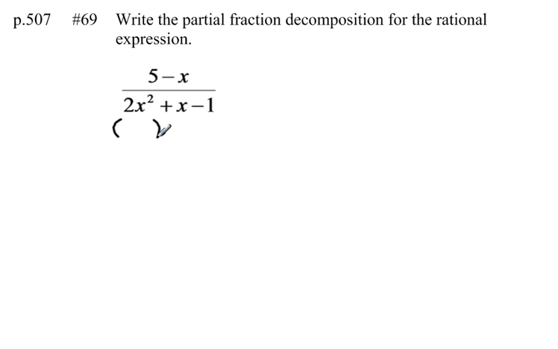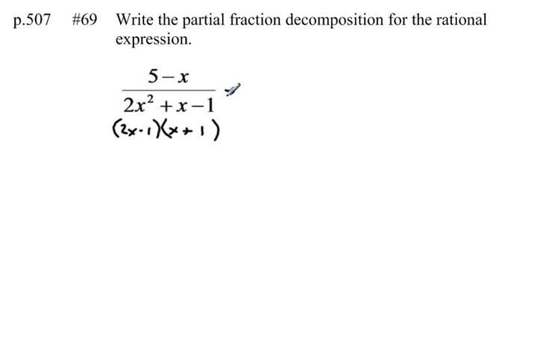And this can be factored as 2x times x and 1 times 1. And let's try negative 1 and plus 1. And if I use FOIL on this, I'll get 2x squared plus x minus 1. So I have factored correctly.